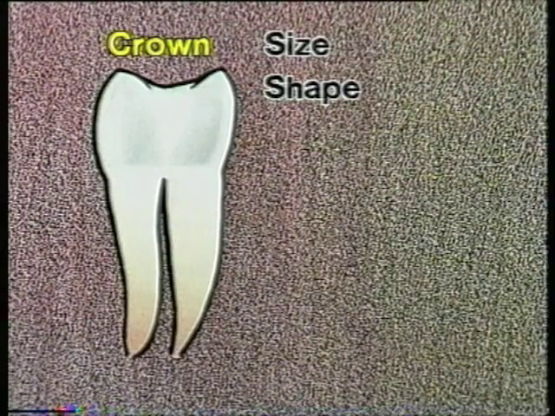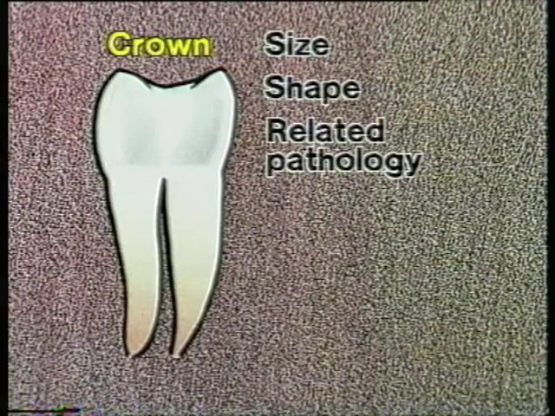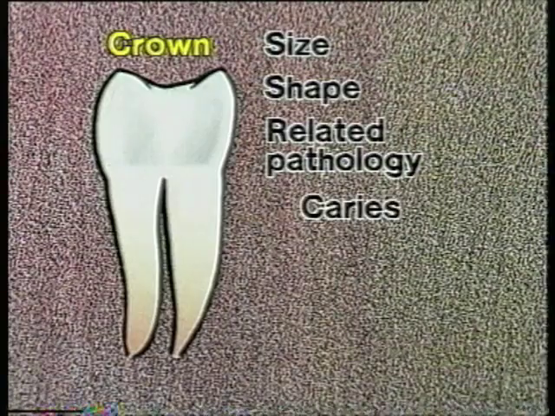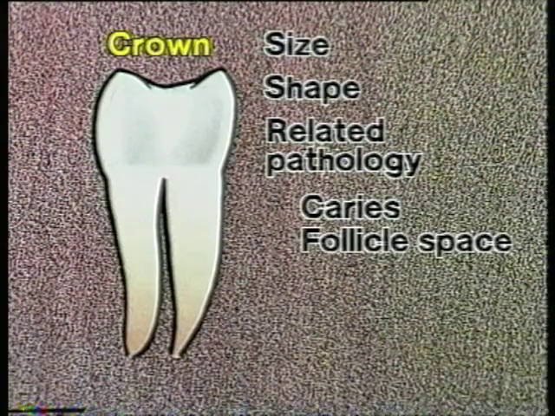A third factor to consider when looking at the crown of the third molar is, is there any related pathology, either within the crown, such as caries, or around it, such as the size of the follicle space?